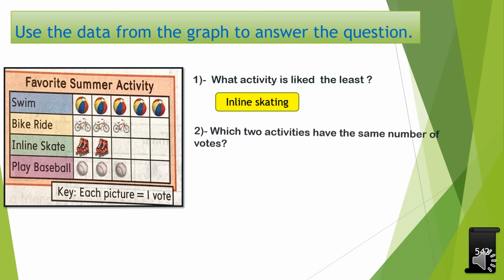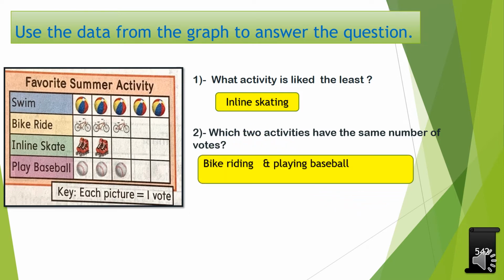Question number 2. Which 2 activities have the same number of votes? You are going to search for the names of the 2 activities which have the same number of votes. So you write the names of the activities. Yeah, bike riding and playing baseball. Each of them has 3 votes.